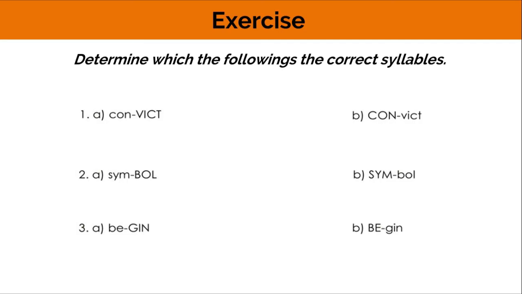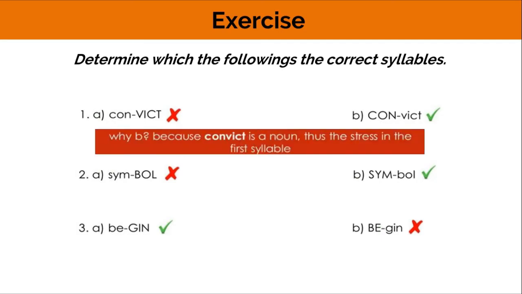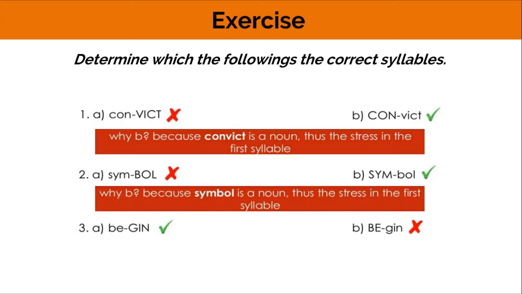Well, let us discuss the answer. Which one do you select for the answer? Does the answer match with your answer? Okay, let's discuss the answer. Why B? Because conflict is a noun. Therefore, the stress is in the first syllable. What about the second one? It's also B, because symbol is a noun too. Therefore, the stress is also in the first syllable.